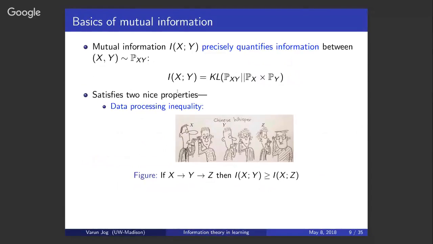I don't need to go through the basics of information theory, but I'll mention that I need only two properties in this talk. One is the data processing inequality: if you have x to y to z, then I(x;y) is greater than I(x;z). So information decays along the Markov chain. The second is the chain rule: the mutual information between x1, x2, and y is first the information between x1 and y, and then the remaining information between x2 and y conditioned on knowing x1.